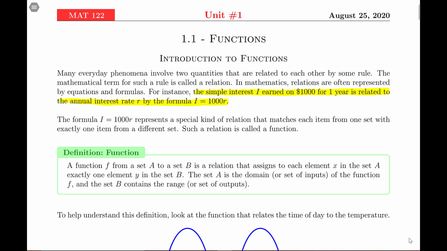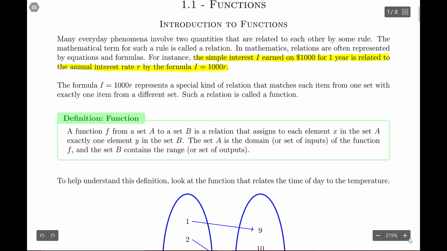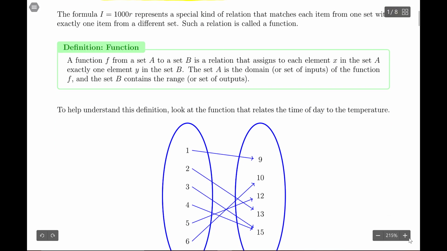And when we take these inputs and outputs, we are creating a relation between the x values and the y values. Here is our first definition for the class, and it's an abstract definition. It's very general, so it applies across all functions. A function f from a set A to a set B is a relation that assigns each element x in set A exactly one element y that's in set B.